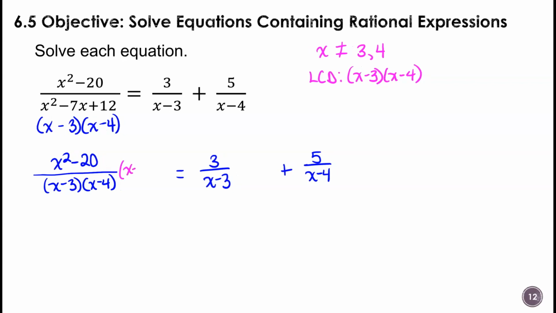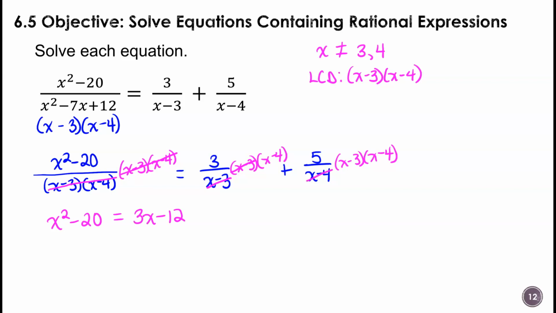Now we're going to multiply all three expressions by our LCD, and then that will eliminate our denominators. So the whole thing is gone on the first expression. And then just the x minus 3, which leaves us 3 times x minus 4, so that's 3x minus 12. We're going to eliminate x minus 4, so that's going to be 5x minus 15.